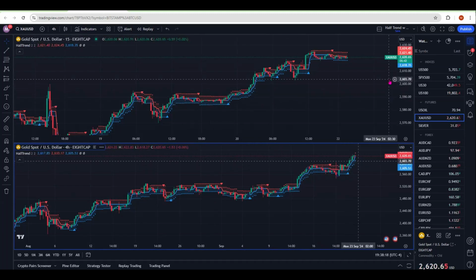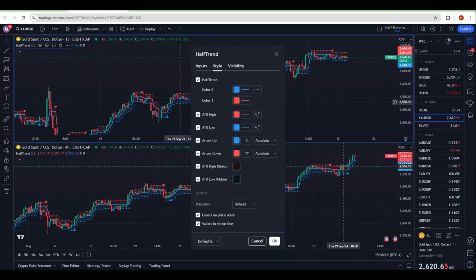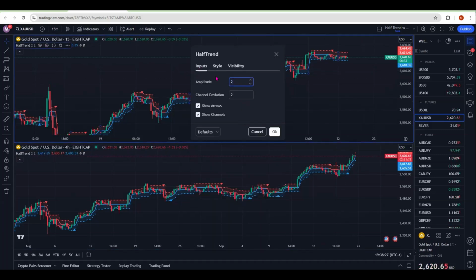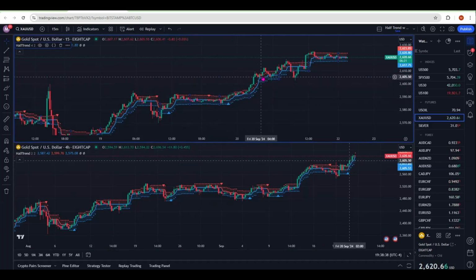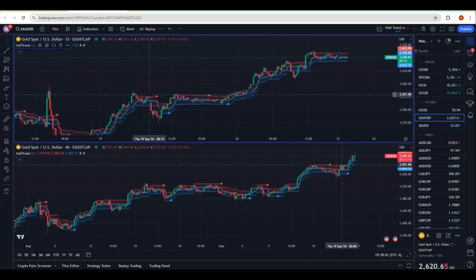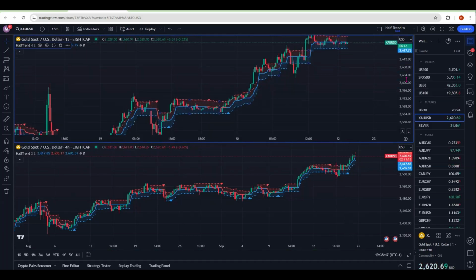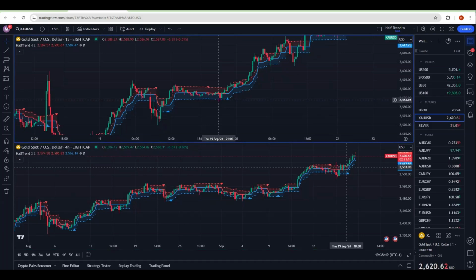So you can change that, completely up to you. You can use it to filter out some of these smaller signals. And what I mean by that is if we go to settings and go to inputs, if we put the amplitude at 4, what you'll notice is the higher the number on the amplitude, you're going to have less signals. It's not going to get these pullbacks and throw a down signal. Basically more movement required before it actually throws that signal.